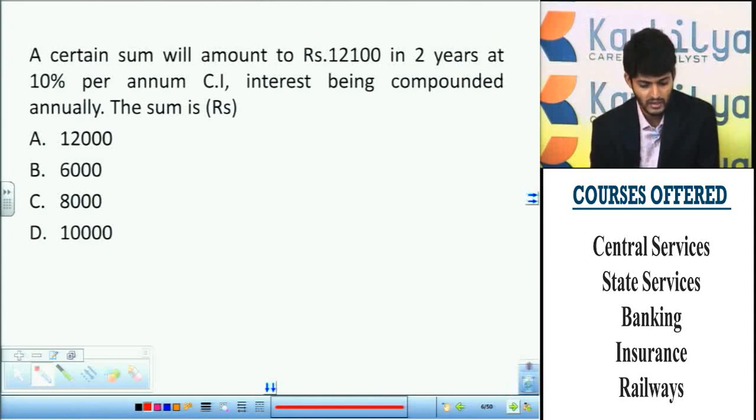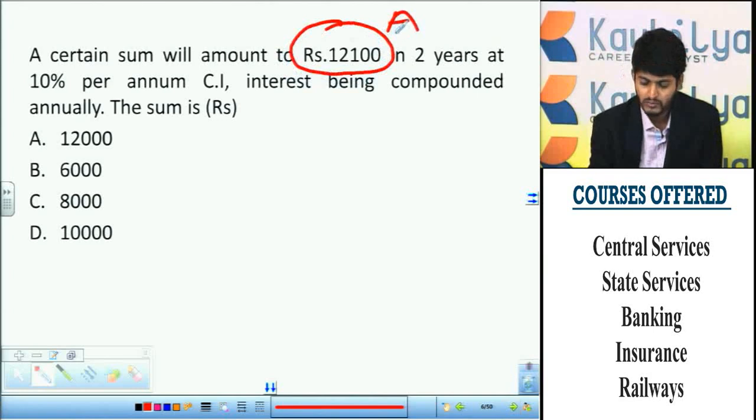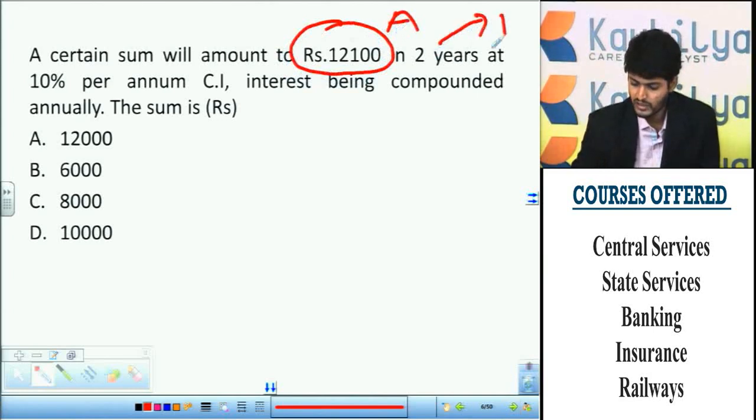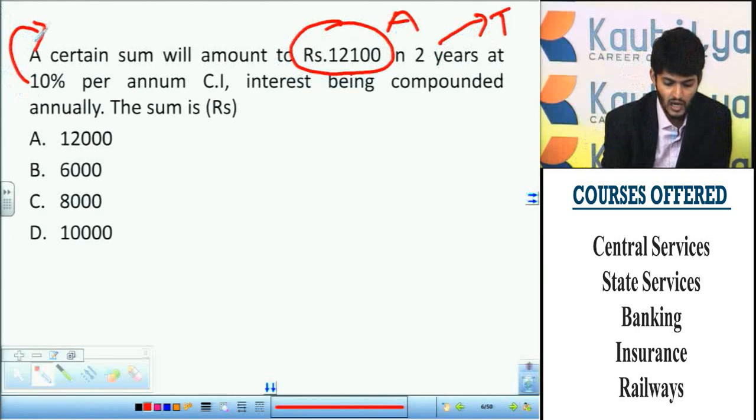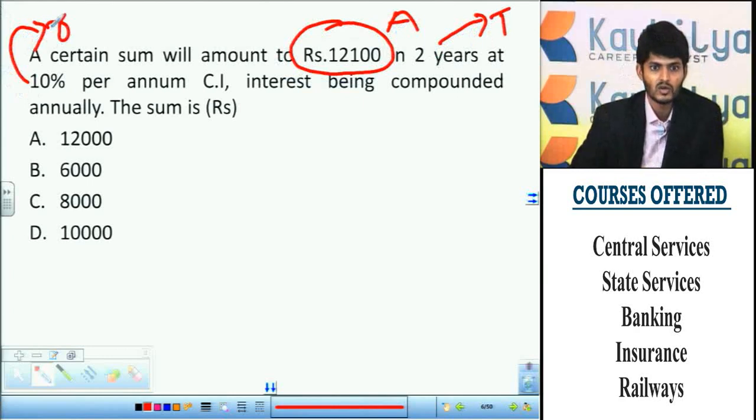In this problem you can see here a certain sum will amount to 2. So this value that is given in this problem is your amount. This is the value of your amount. This value, 2 years, is nothing but time, at 10% per annum compound interest. So this value is your R, rate of interest. As you can see, per annum interest being compounded annually. So he is asking you what is the sum.